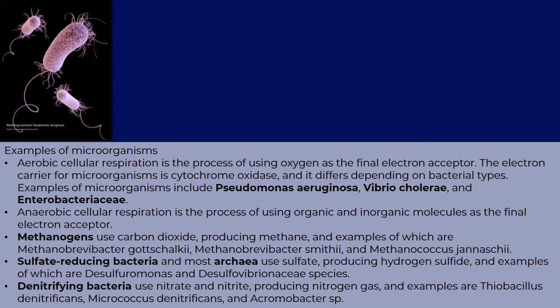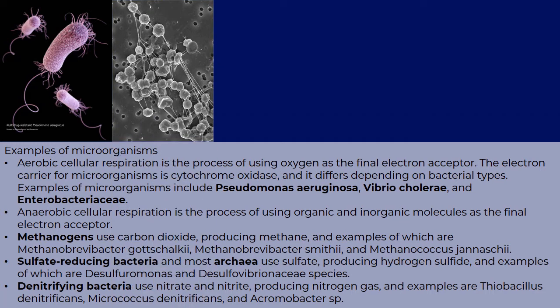Anaerobic cellular respiration is the process of using organic and inorganic molecules as the final electron acceptor. Methanogens use carbon dioxide, producing methane, and examples of which are Methanobrevibacter gottschalkii, Methanobrevibacter smithii, and Methanococcus jannaschii.